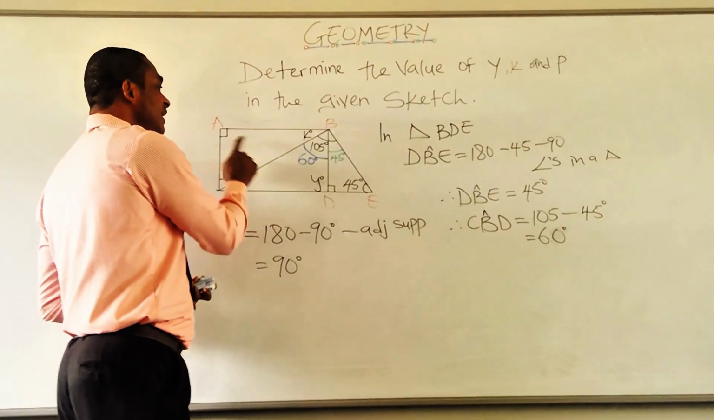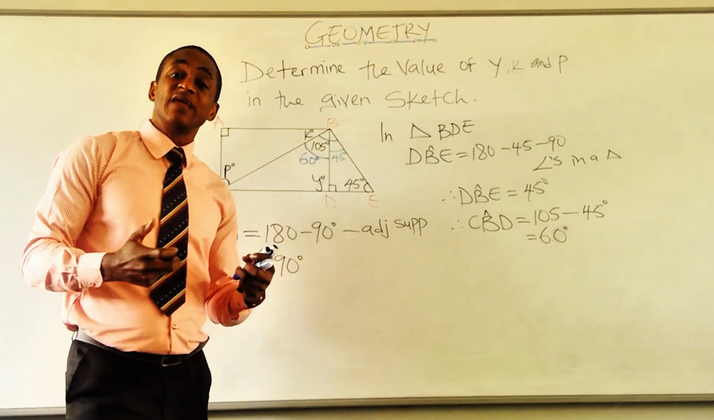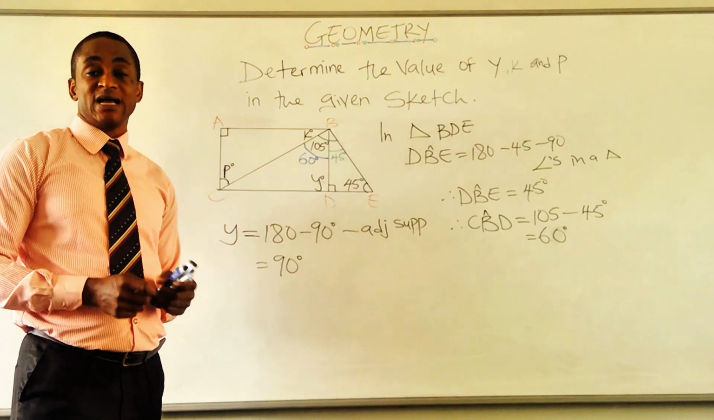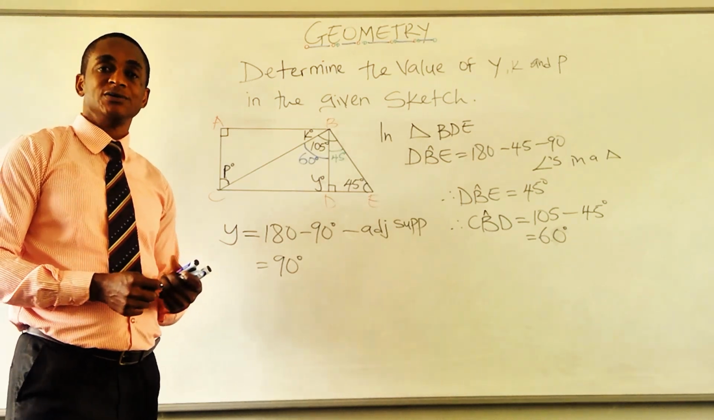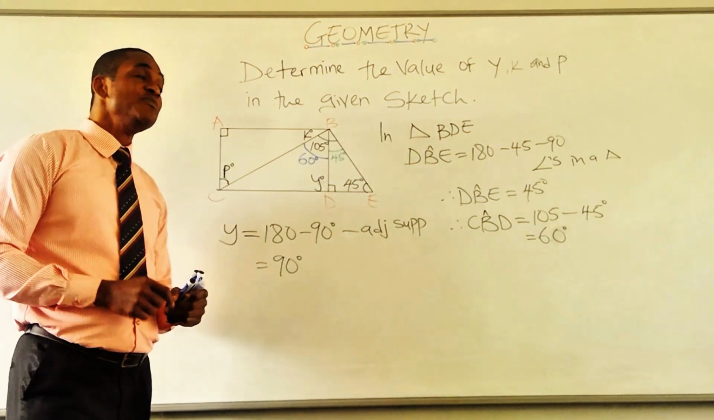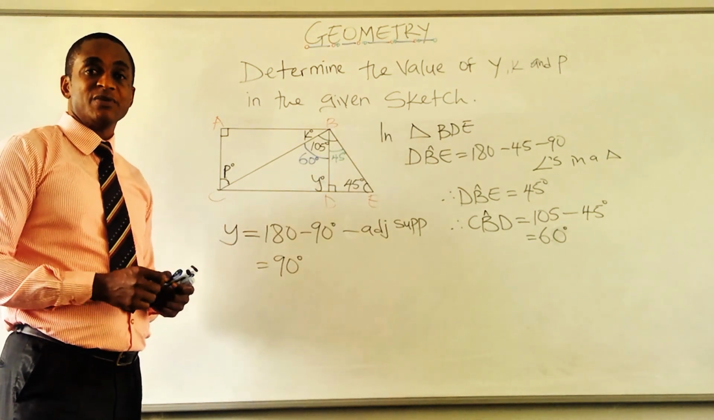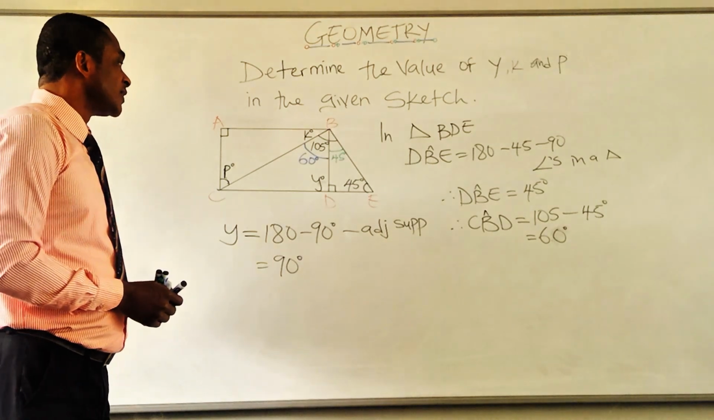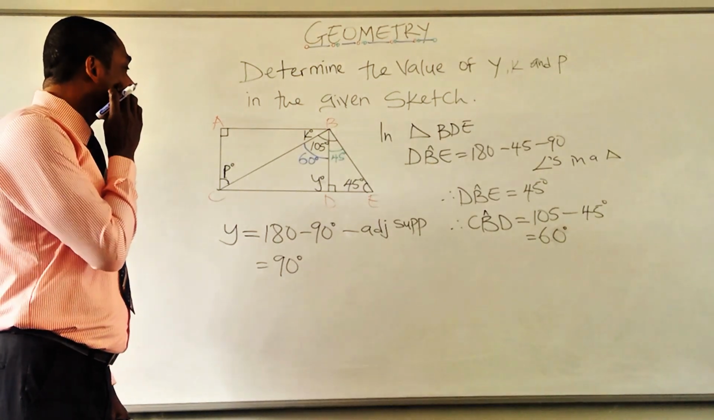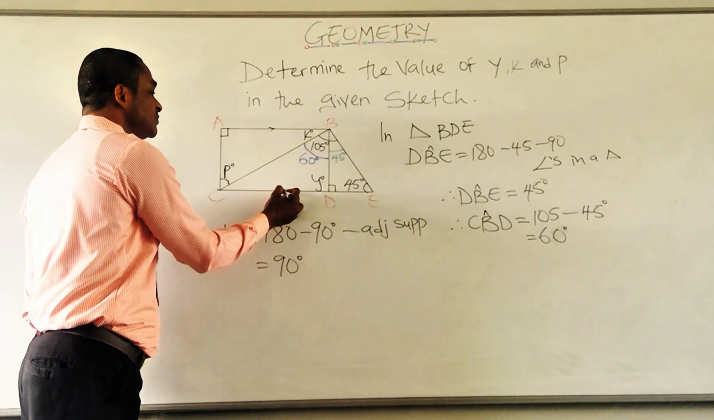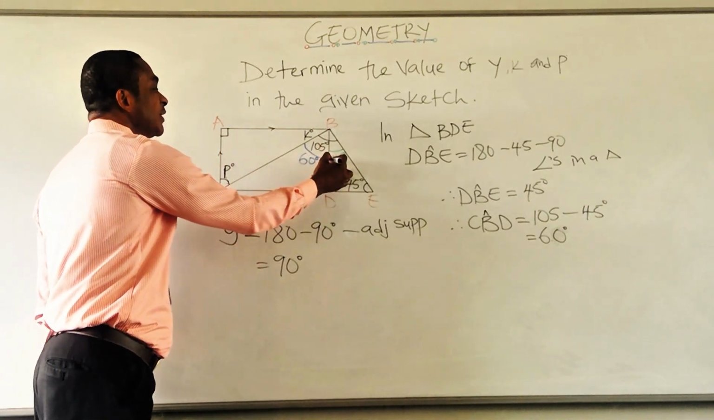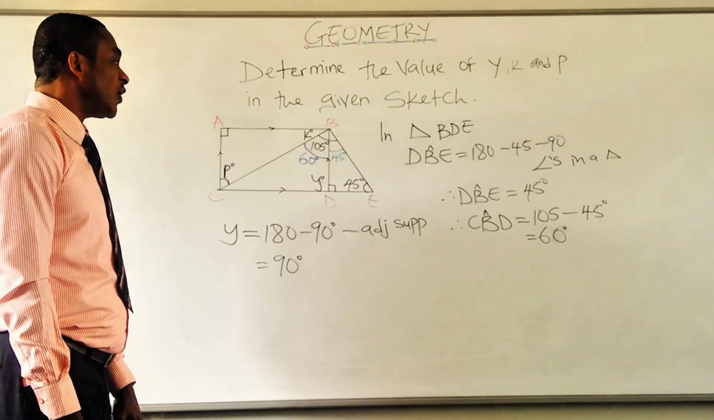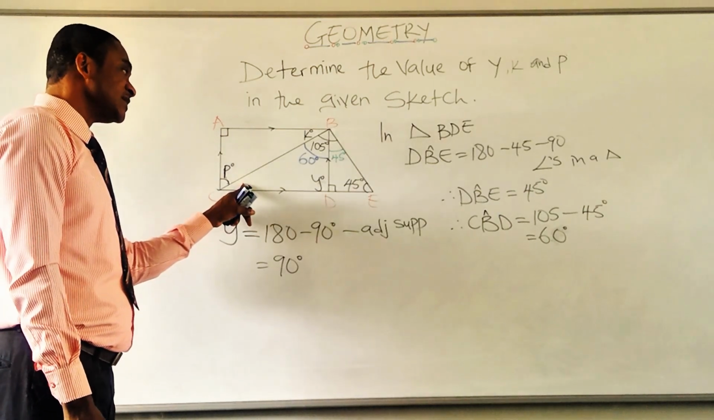Now, because this is 90 and this is 90, and one of the properties of a parallelogram is that opposite angles are equal, we can assume that ABCD is a parallelogram because opposite angles are equal. If that is a parallelogram, it means that this is parallel to this, and this is parallel to this. So we can now use the properties of alternate angles.